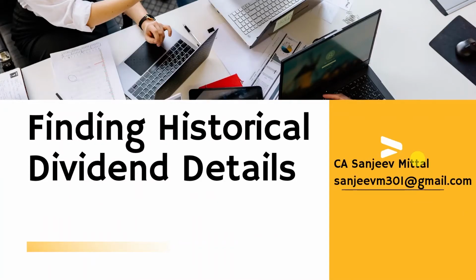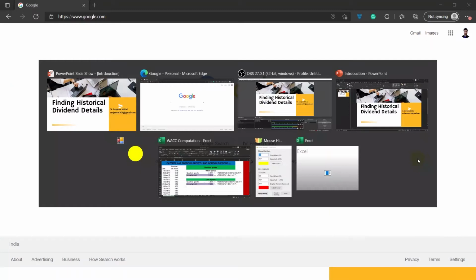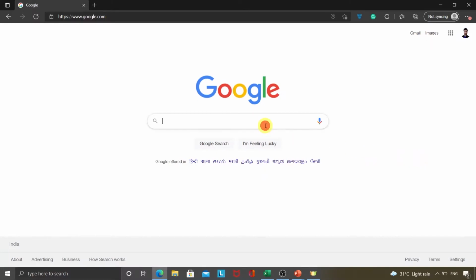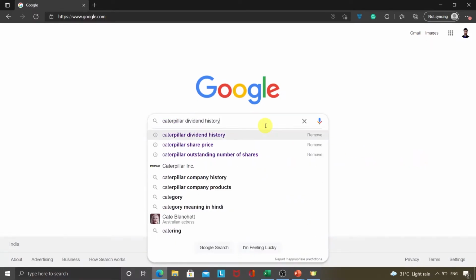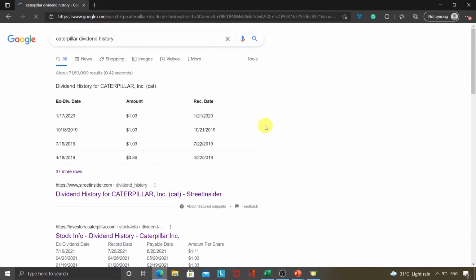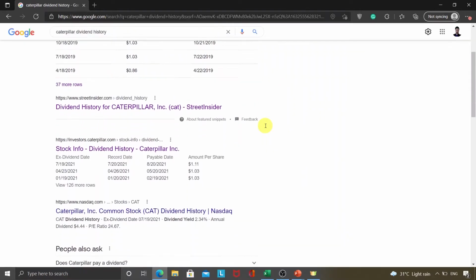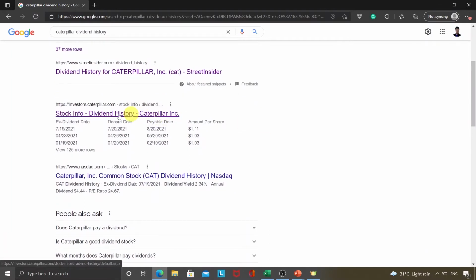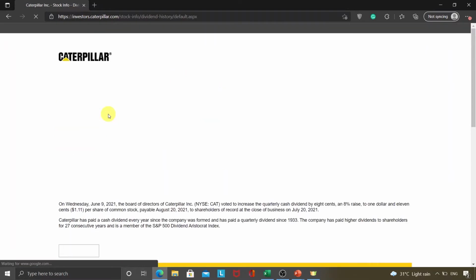Let's try to find out the historical dividend details of the company. For our analysis, we have selected Caterpillar Incorporation. So I write Caterpillar Incorporation dividend history, and when I get the results, we can see that there is a section or a link named investors.caterpillar.com. This particular link is the official website for caterpillar.com.